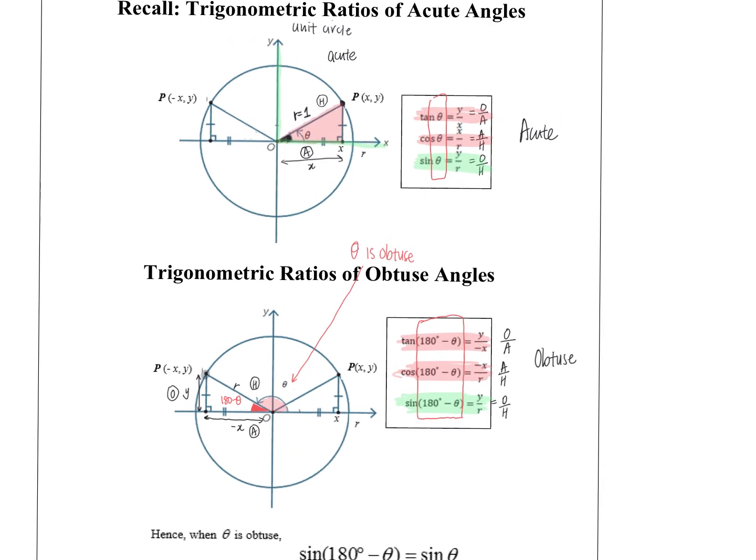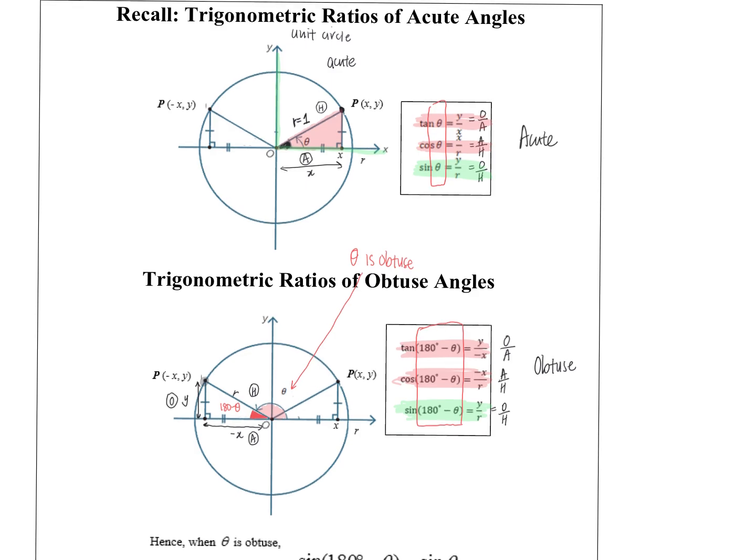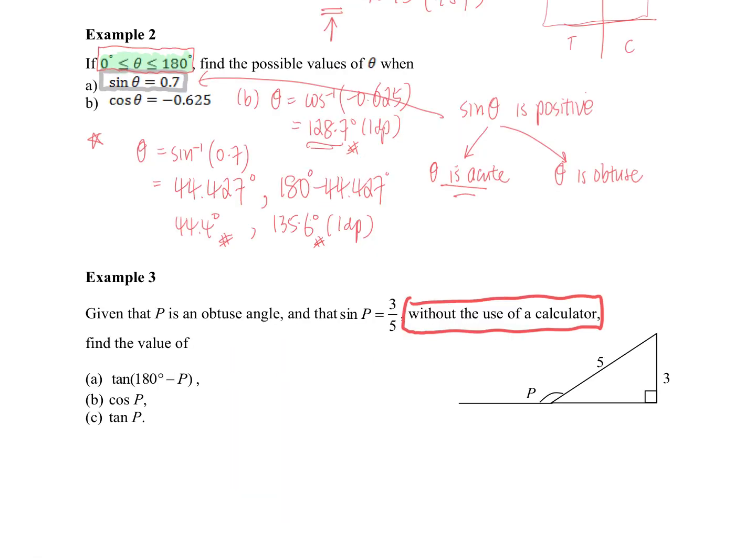Okay, I ask you all to compare these two. Obtuse and acute, how is it related? How is this cosine related to the acute one? Yes, so the ratio is the same, but just add a negative sign in front only. Okay, so they tell you that sine of P is 3 over 5. Okay, this is the angle outside. But just now we learned that sine of P actually is the same as sine of 180 minus P.